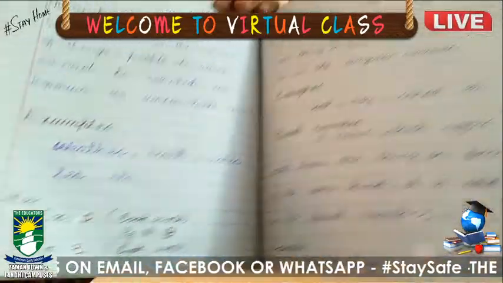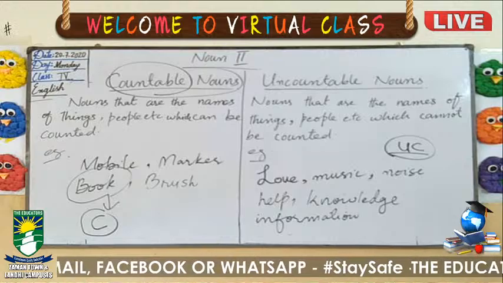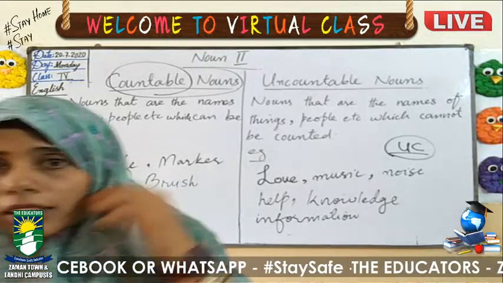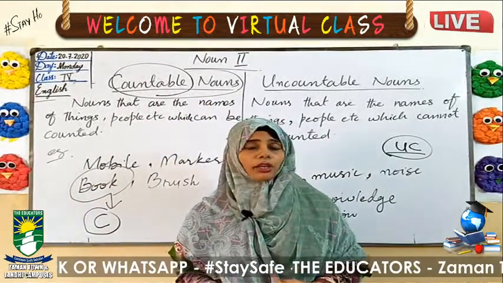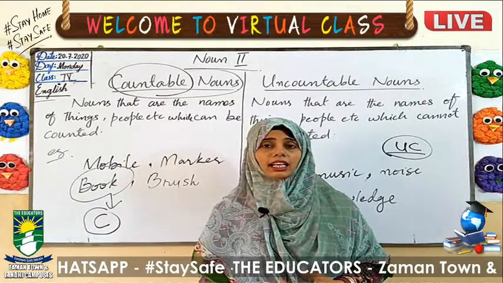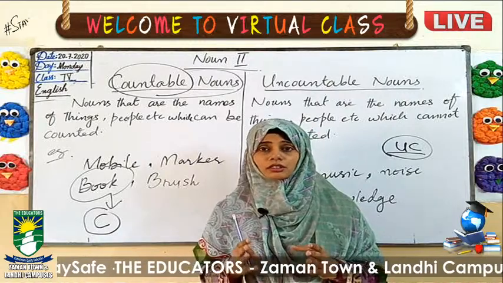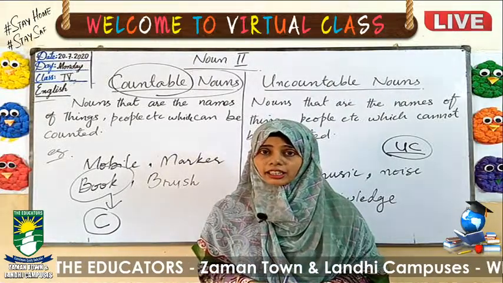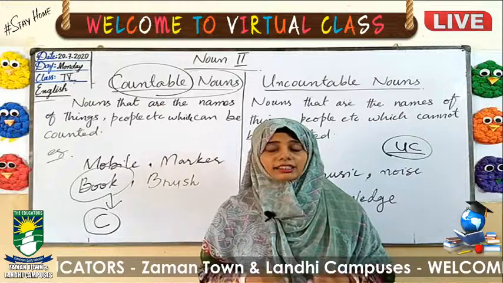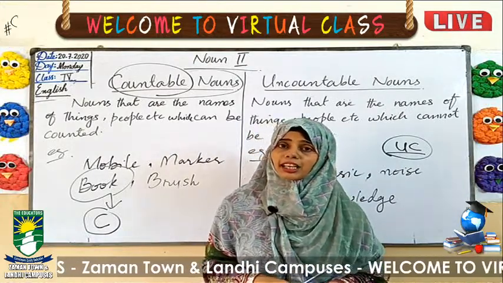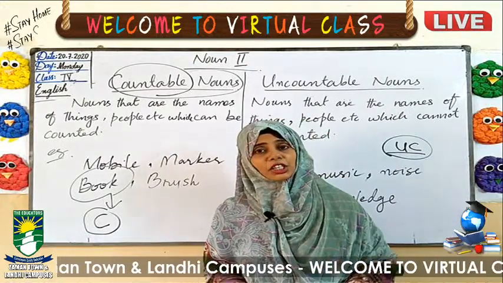Okay. Guys, I hope you have understood countable and uncountable nouns. But you have to look at your book, read thoroughly, and write in your comments the names of those things which are countable and uncountable. I am waiting for your answers.